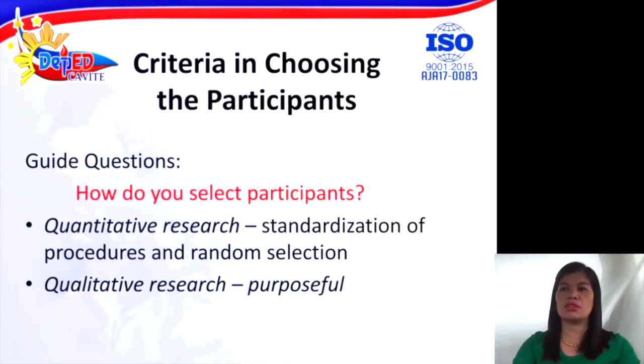So here, each sample or each participant has equal chance of being selected. So in contrast, the selection of participants in qualitative research is purposeful. So it means they use the non-probability sampling technique. So the participants are selected who can best inform the research questions and enhance understanding of the topic under study.